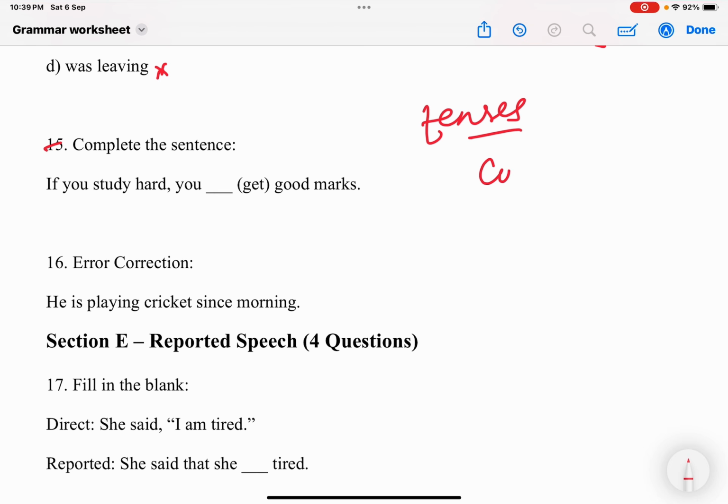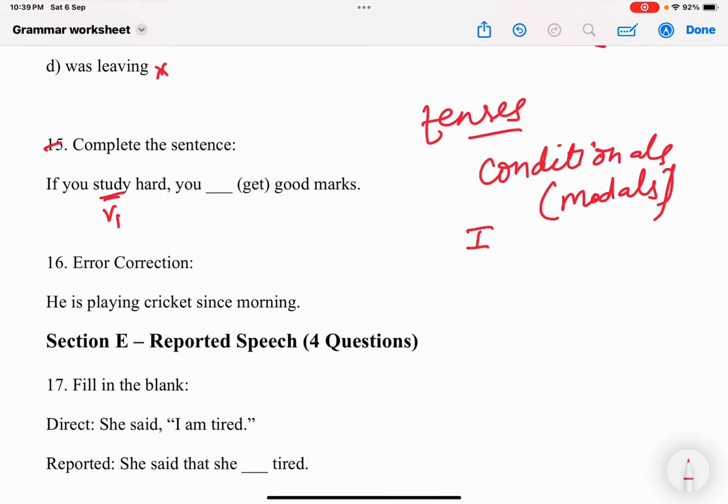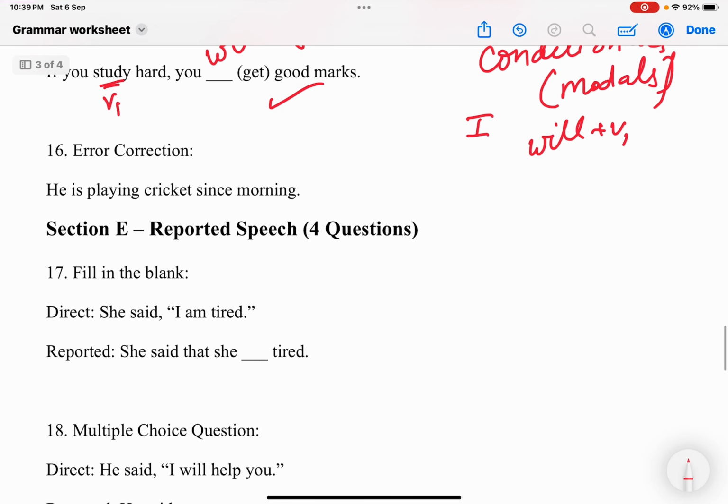This question is of tenses as well as of conditionals or modals, we can say. That's why I always guide my students to practice the entire grammar, not only one topic but whole grammar. So if you study hard, here it is first form. So this one is type 1 conditional. So in type 1 conditional, we use will plus first form. So if you study hard, you will get good marks. So this is the correct answer.